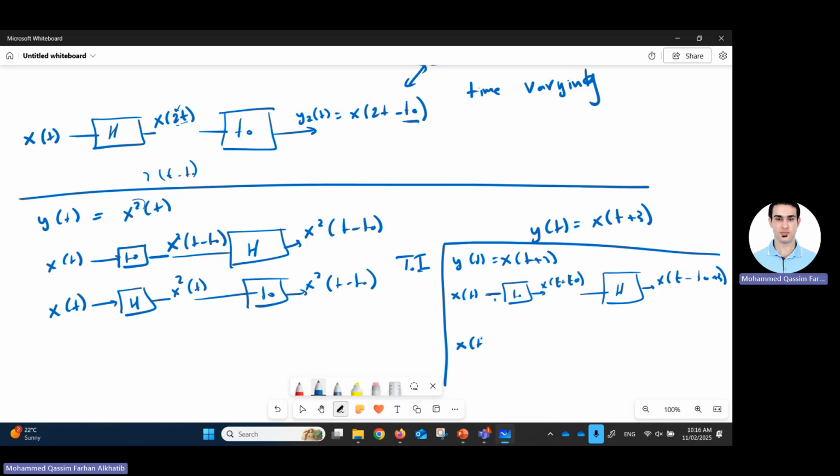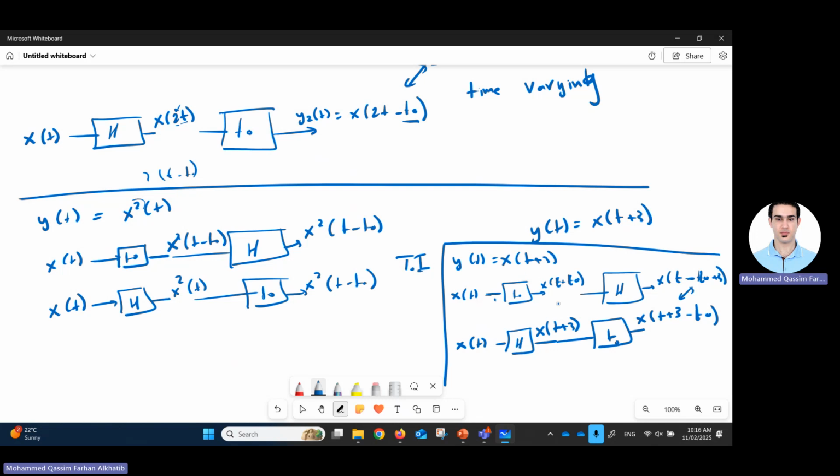Then the other part, I have x of t. I'll apply the transformation h. I'll get x of t plus 3. Then I'll apply the delay by t naught. I'll get x of t plus 3 minus t naught. And you can easily say they are the same. So this time shift is time invariant. Time scaling is time varying. So when you have time scaling, there is an issue. But when you have time shift, it's no issue.